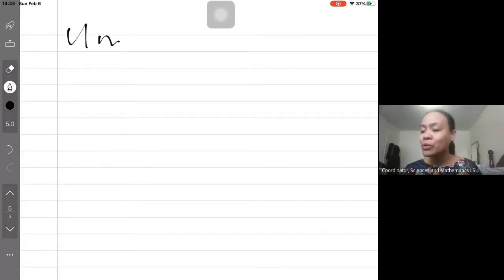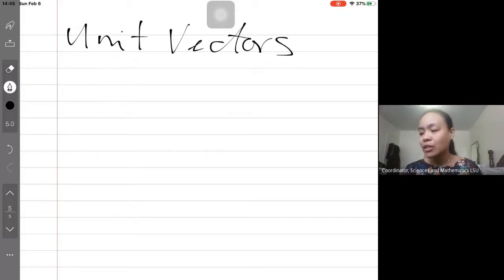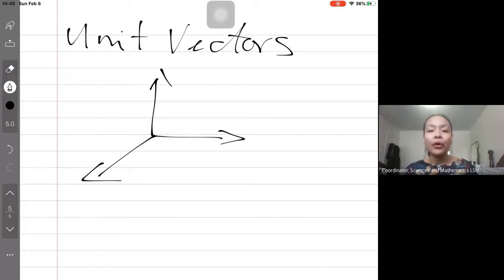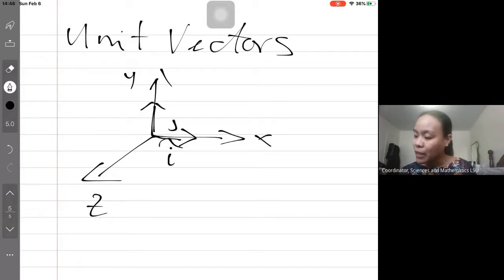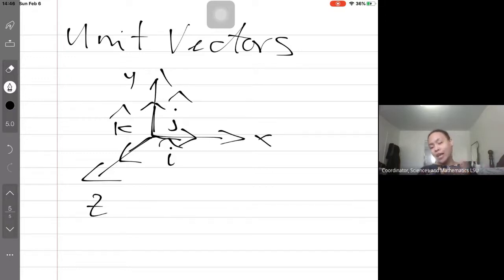Now we will proceed to unit vectors. Okay, so when we say unit vectors, these are now the vectors with a unit of one. Okay, one unit. So in here, we are going to take a look at our XYZ plane. Okay, so this will be X, this is Y, and this is Z. Okay, so here along the X-axis, you have i hat, that is the unit vector. And along the Y-axis, that would be the j hat. And along the Z-axis, that would be the k hat. That would be our unit vectors for xi, for yj, and for zk hat.